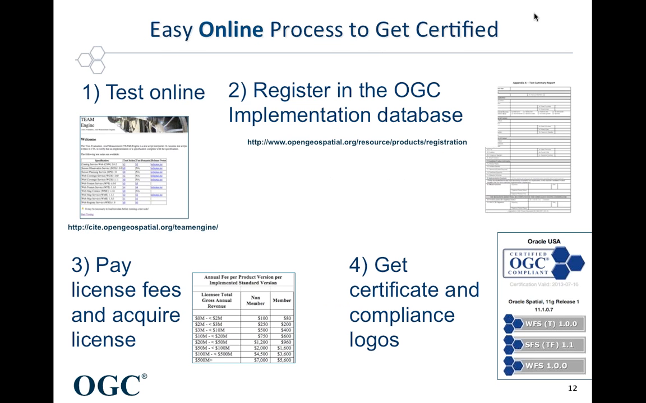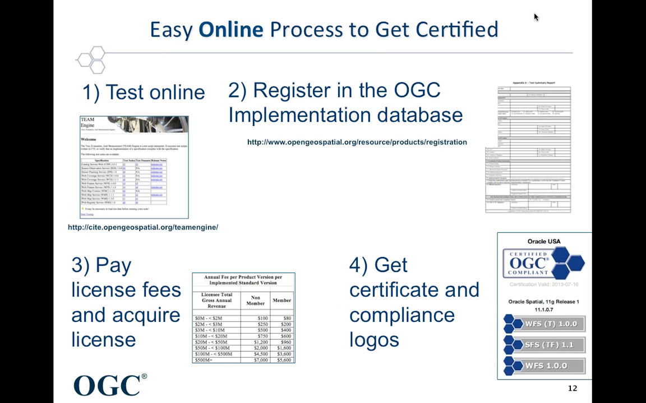So software companies that want to get certified need to follow the OGC compliance procedure. It is really very easy. You will go to the online testing facility. If the results are successful, then you will fill a form. Now we have an implementation database where you fill the form online.